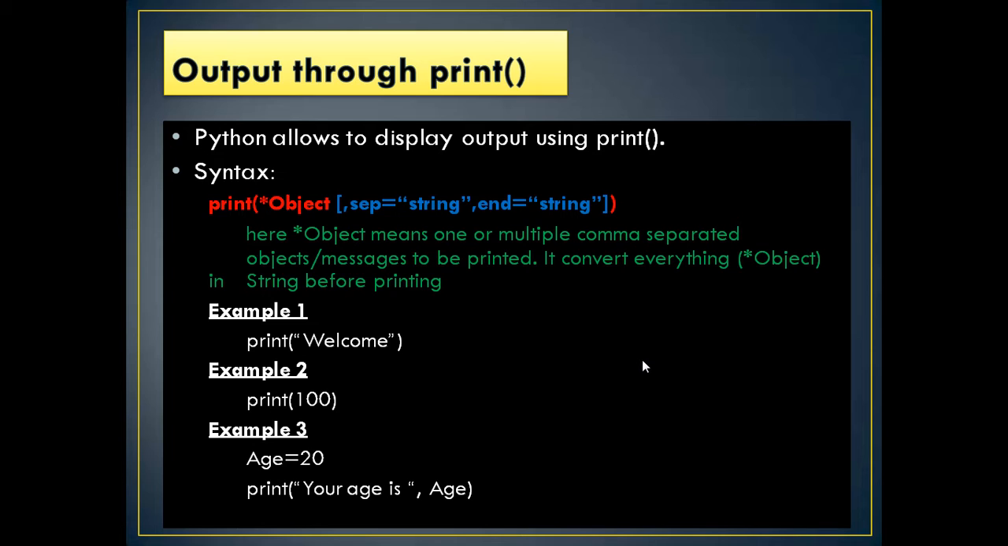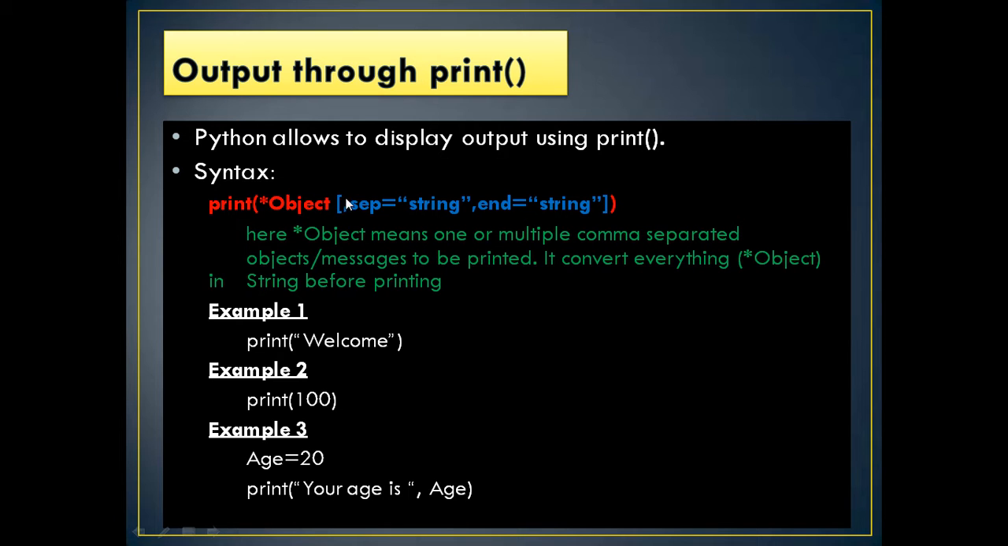This is the syntax. Python allows you to display output using print. Remember, print is a reserved word, that is, a keyword. Print with parentheses. Inside the parentheses, the syntax is star object, then in square brackets, separator, where you can use any string, and end, where you can also use any string. Basically, anything in the square brackets is optional. Only print with star object is enough.